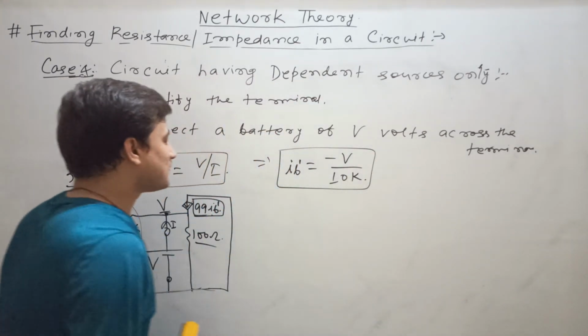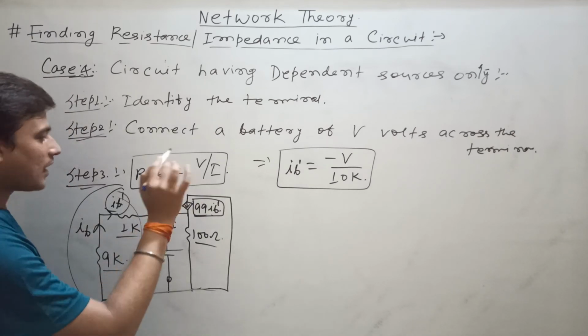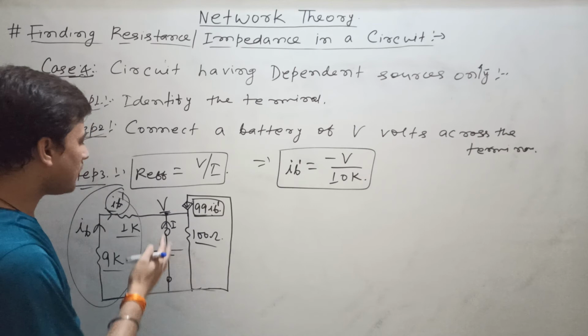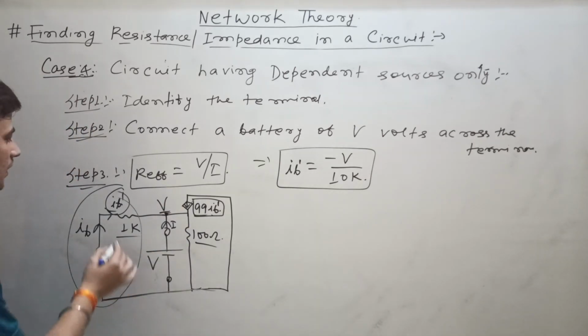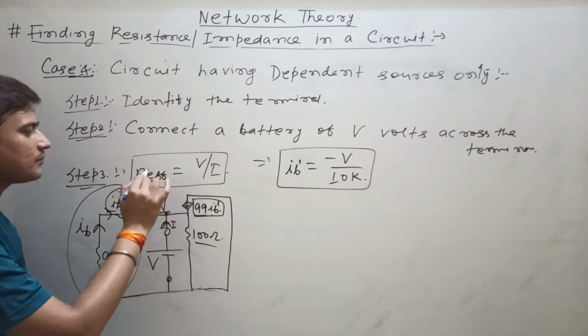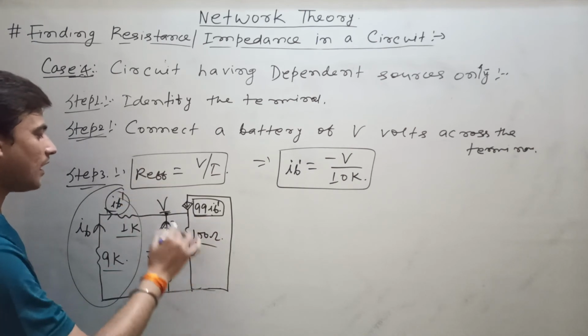So IB dash is minus V by 10K. Now next step, we will apply Kirchhoff's current law. Don't worry, you apply Kirchhoff's current law. Here, 3 incoming branches are there. One is an outgoing branch. Here the current will be V by 100.